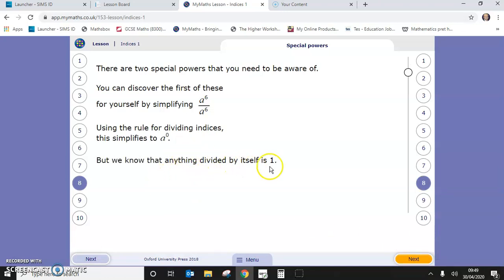But anything divided by itself is 1. So if we divide that by itself, my answer is 1. If I divided 2 by 2, my answer is 1. If I divided 7 million by 7 million, my answer is 1. So anything divided by itself, so anything to the power of 0, my answer is 1 in every case.